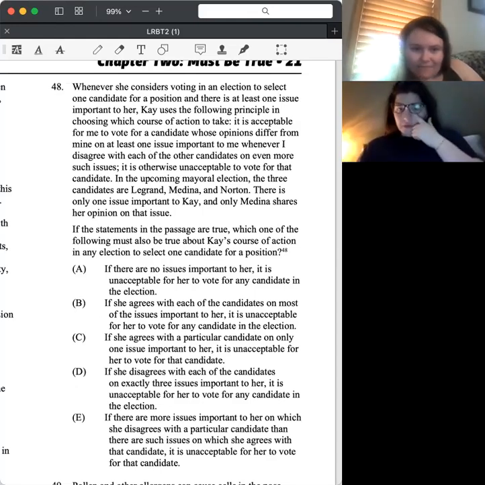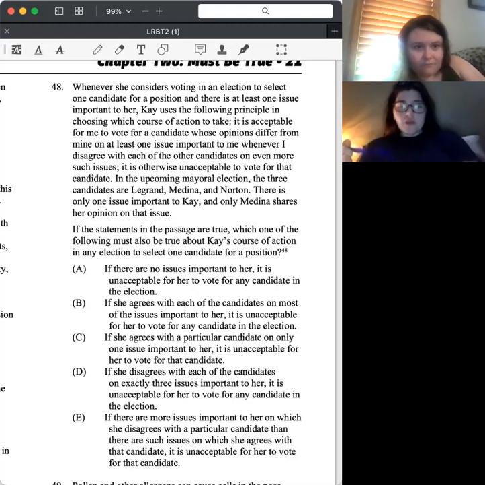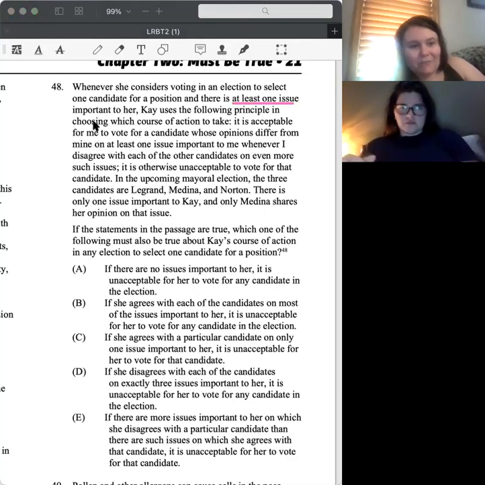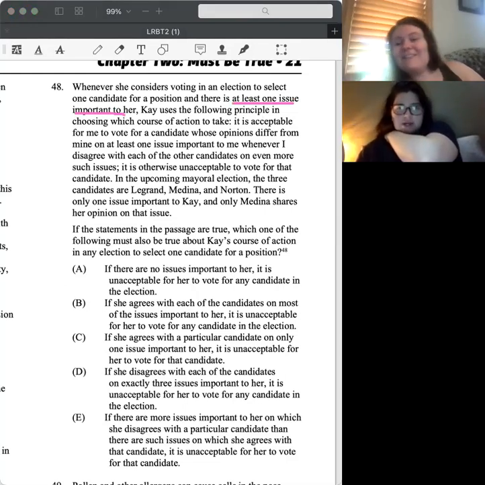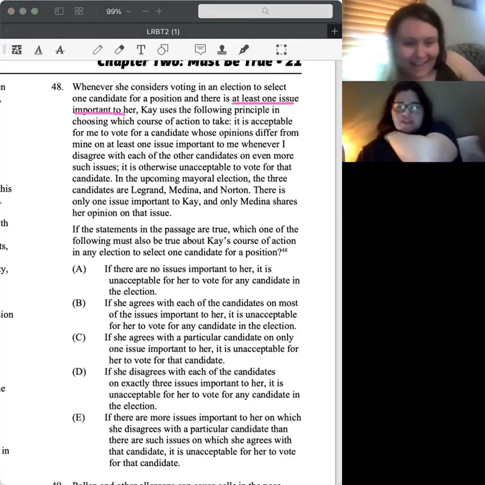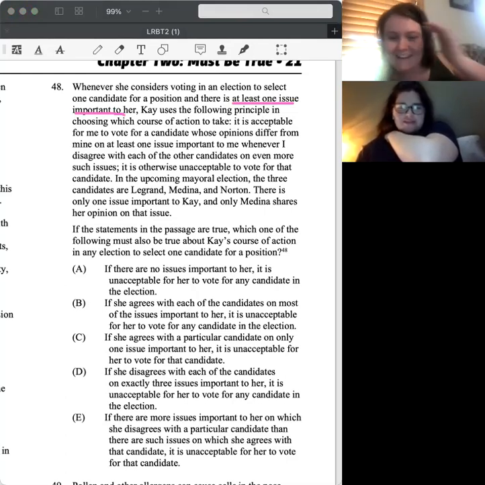All right, so what does that mean? So this girl who's thinking about voting says that whenever she thinks about who she wants to vote for in an election, and there's one other part, right? Whenever she is thinking about voting in an election and there's at least one issue important to her. I feel like that's important. So there's at least one important issue that she finds important. She's not like, I don't care about anything, whatever's good. She's like, there's at least one thing I care about.